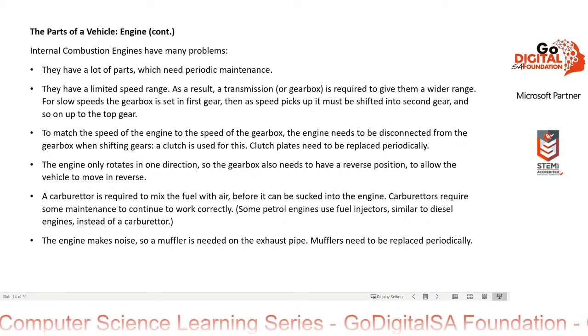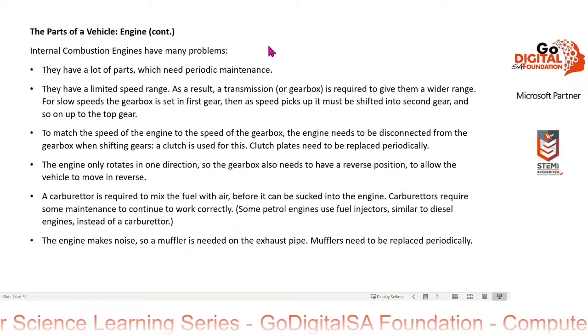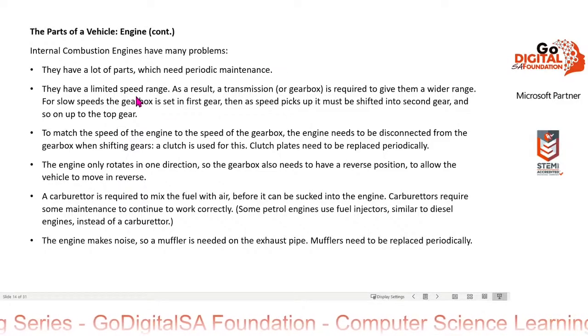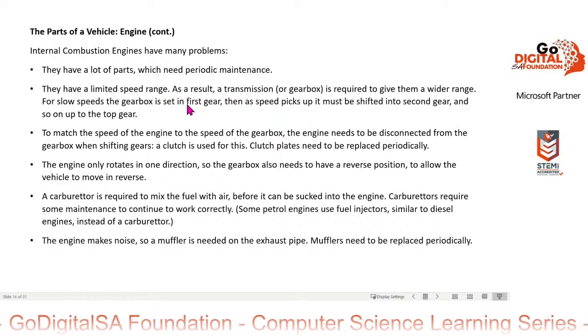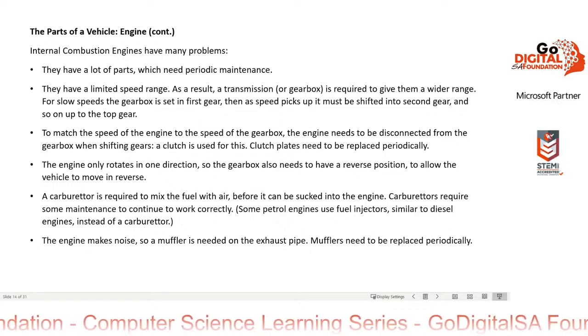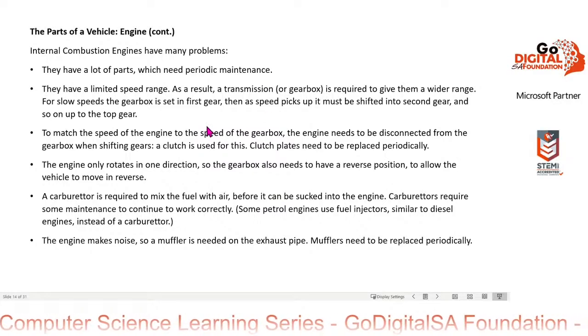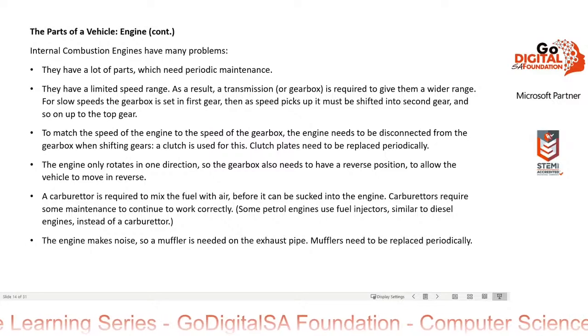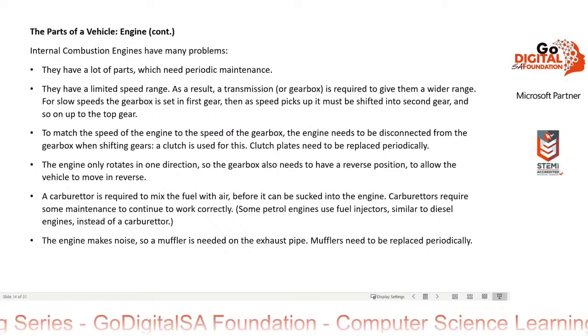Internal combustion engines have many problems. They have a lot of parts which need periodic maintenance. They have a limited speed range. As a result, a transmission or gearbox is required to give them a wider range. For slow speeds, the gearbox is set in first gear. Then as speed picks up, it must be shifted into second gear and so on up to the top gear.